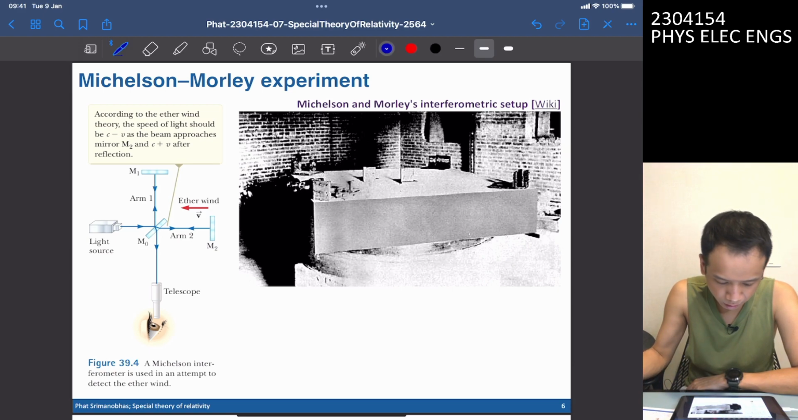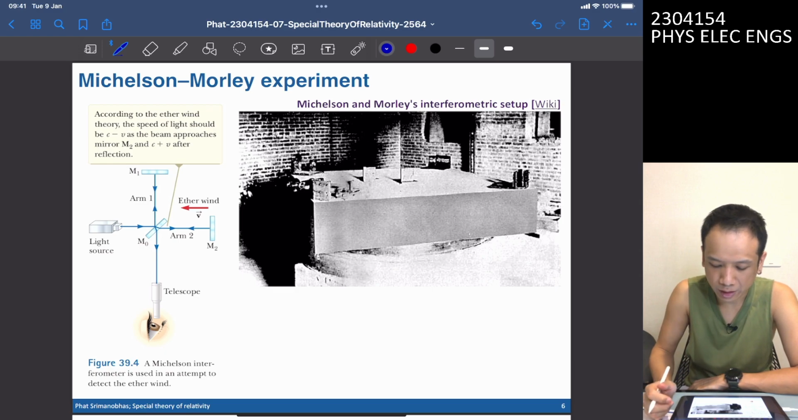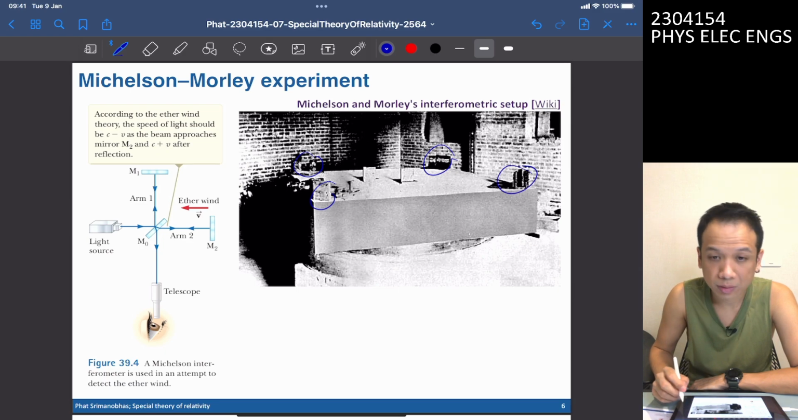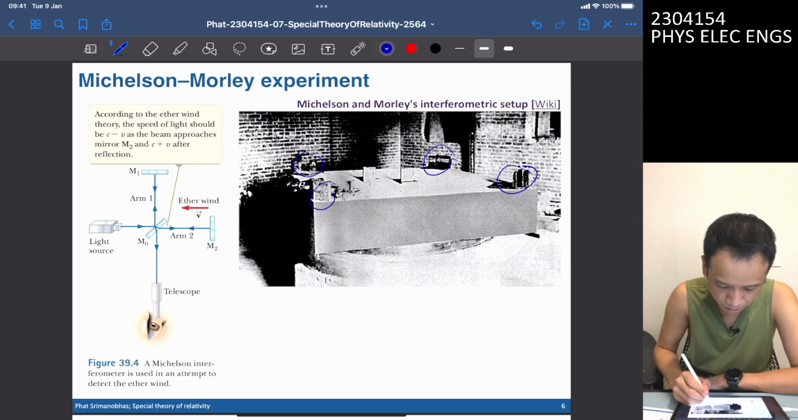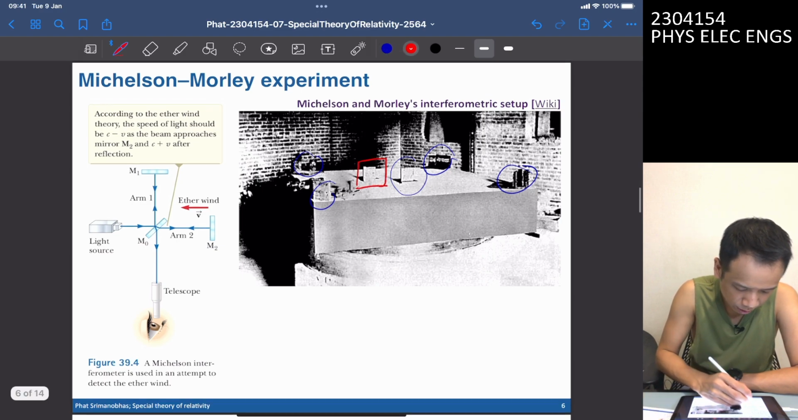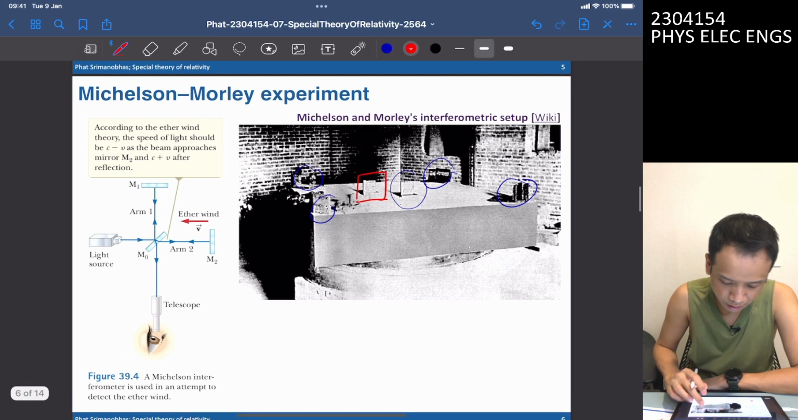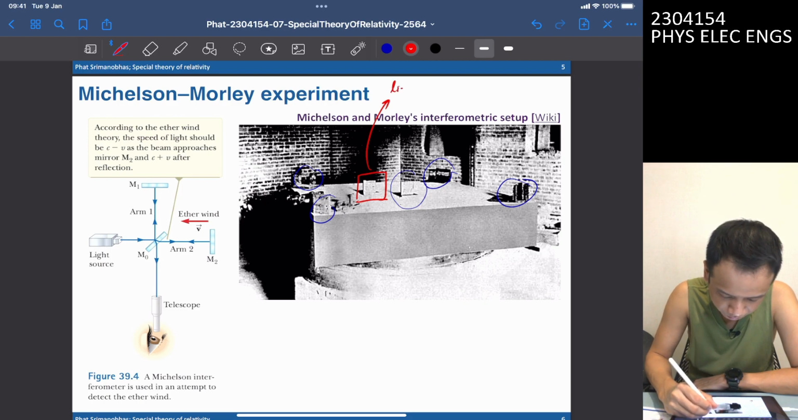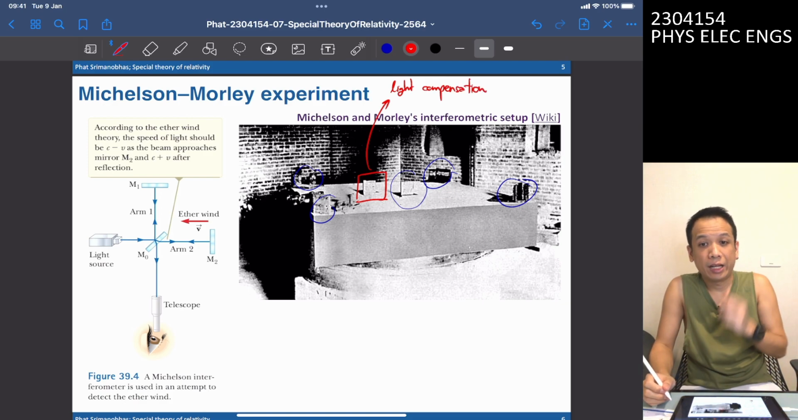When you look at this table, this is a Michelson-Morley interferometric setup. You have the light source, the telescope, and the mirrors, and there are mirrors somewhere in the middle. But there's another one here that is not present in the other figure. This is what we call the light compensation. What is the light compensation?